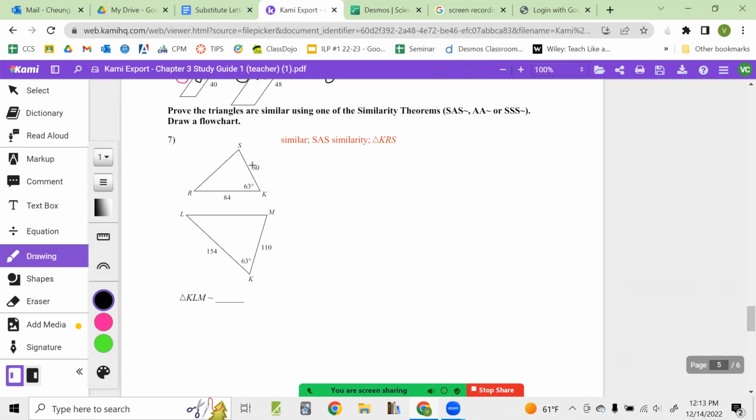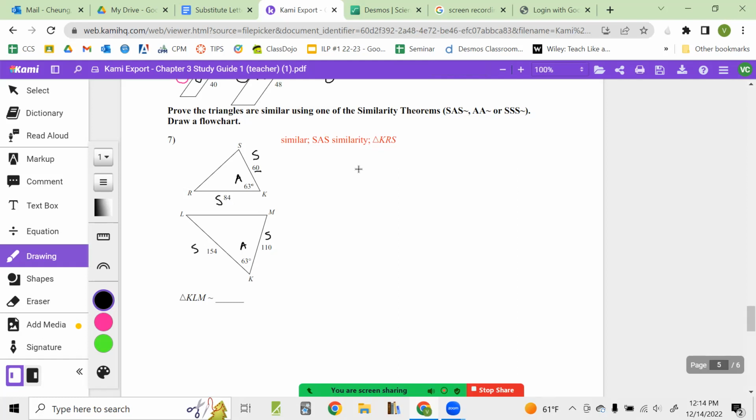If the number is outside the triangle and in the middle of one of the sides, that's a side. So that's a side. That's a side. What about the 63? Well, that's inside. It has also the little circle, that means degrees, angle, and then that 84 is also on the outside in the middle of the side, so that's a side. The 110, that's a side. 63, that's an angle. 154, that's a side. So we're going to be looking at SAS similarity.